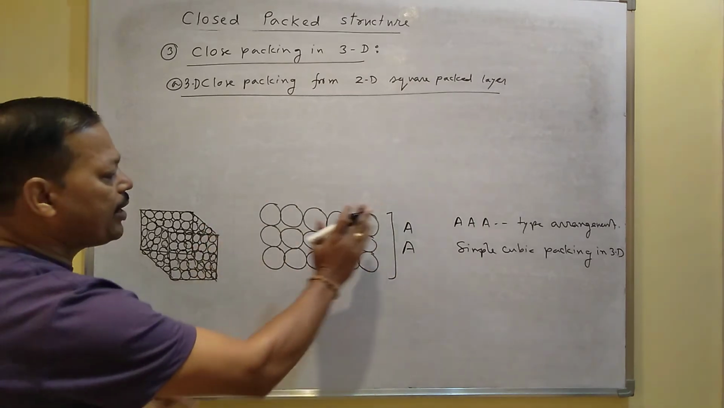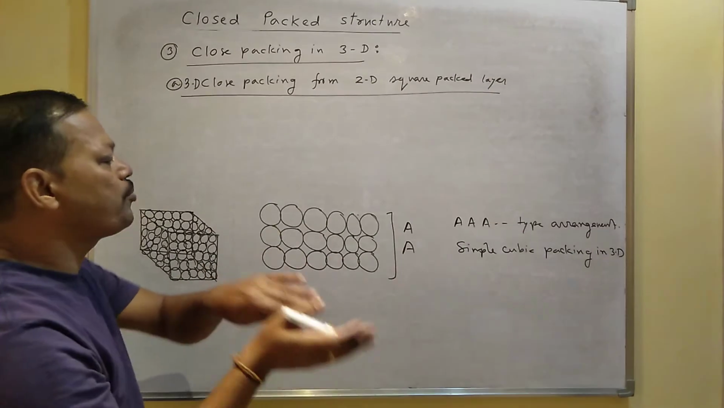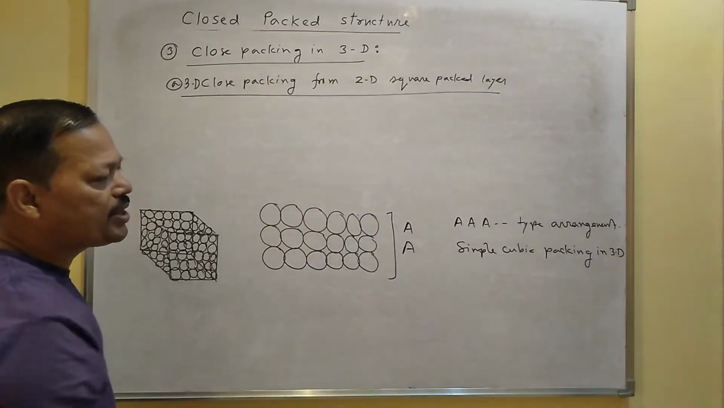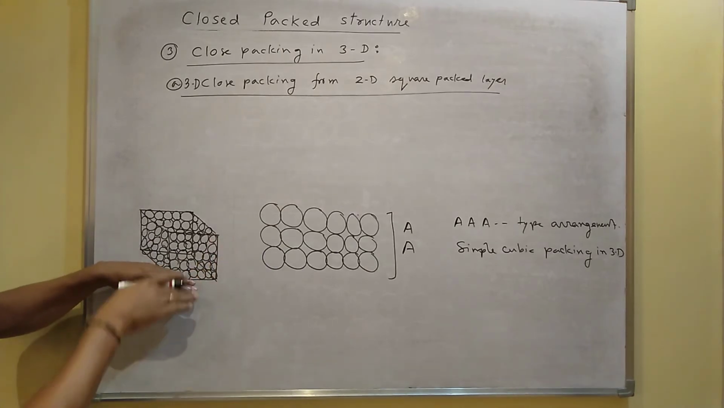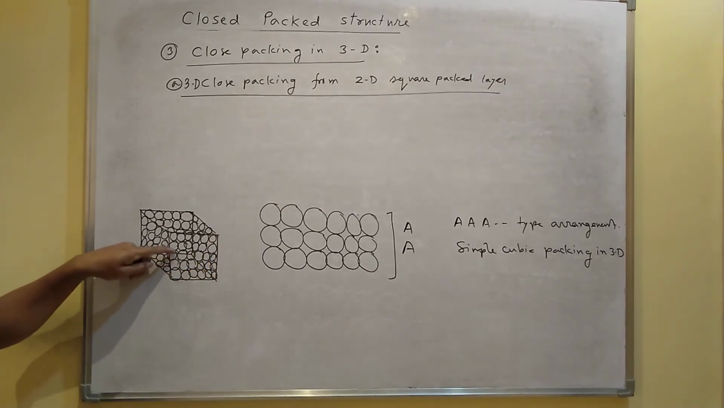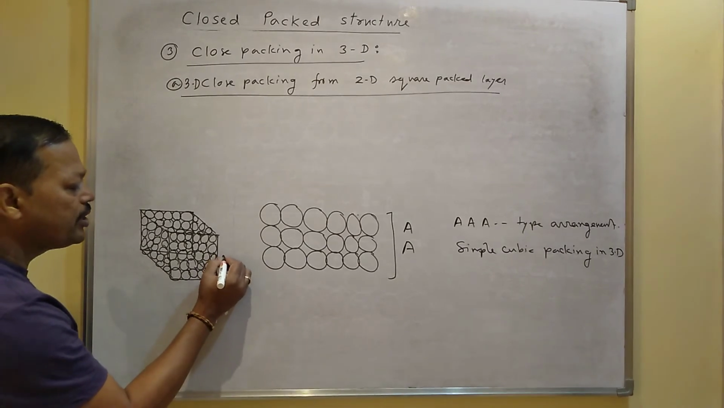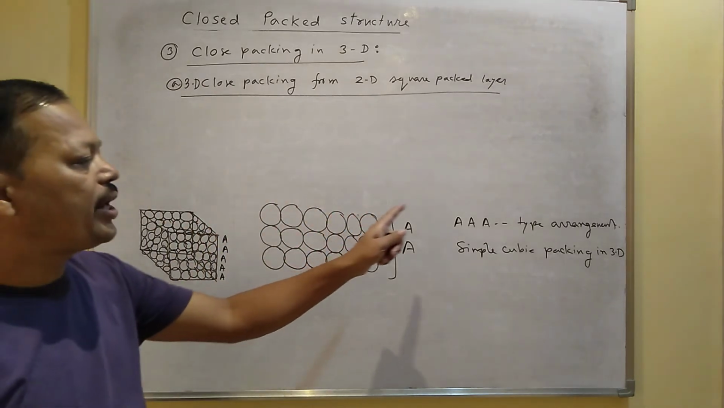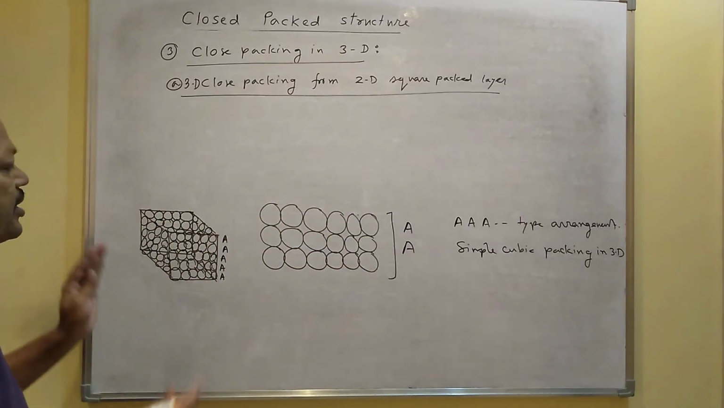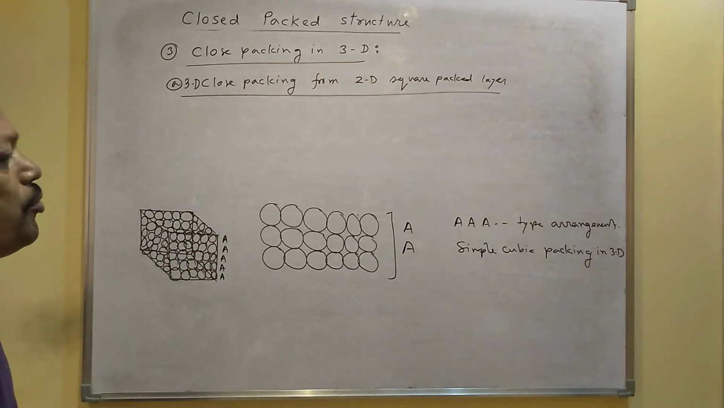I mean, this is one layer. Above this layer you have to place another layer exactly above the first layer, then you have to place a third layer exactly above the second layer. Then the arrangement goes like this. This is one layer, exactly above is the second layer, this is the third layer, this is the fourth layer. If you consider this one as A layer, this one will be A, this one will be A, like this. That is why this type of arrangement is called AAA type arrangement, and since it forms a cubic type structure, that's why this type of packing is called simple cubic packing in 3 dimension.